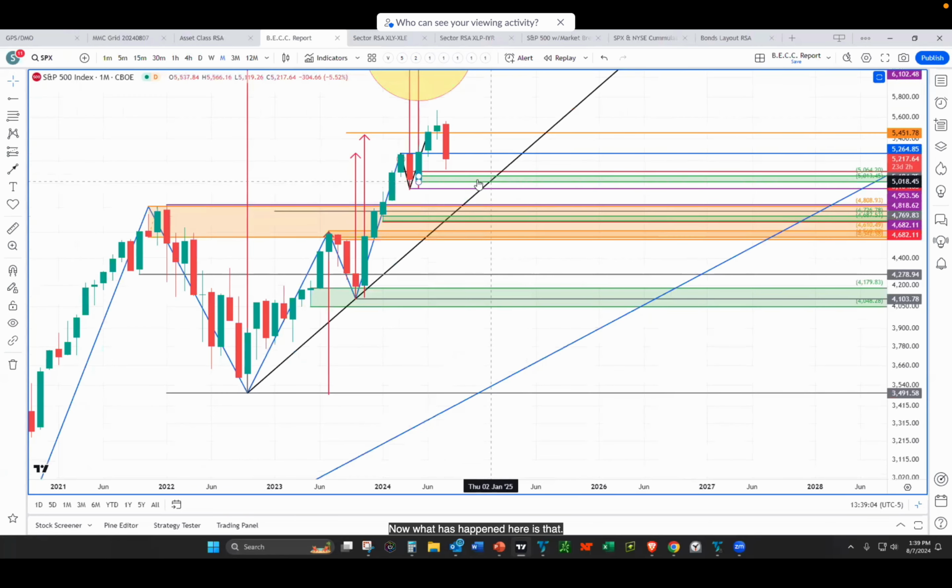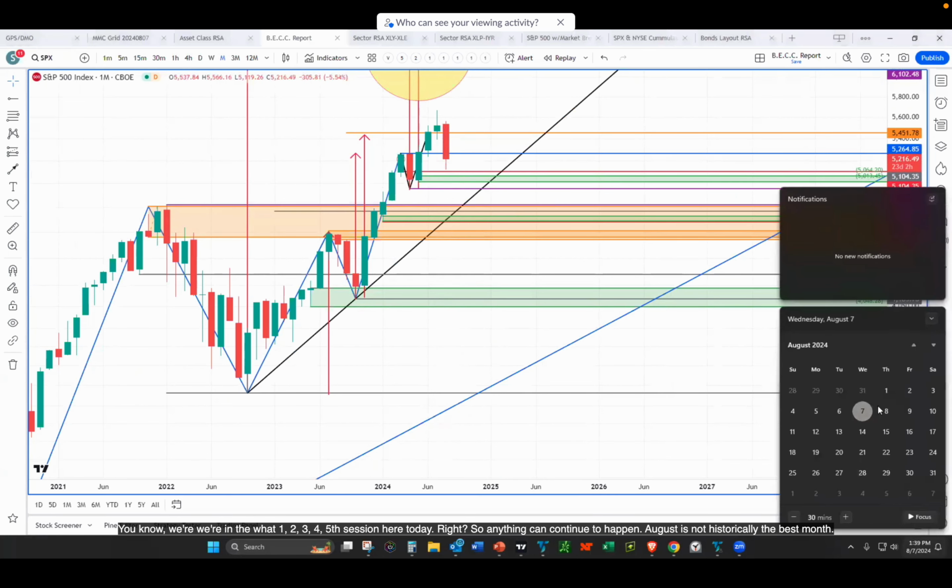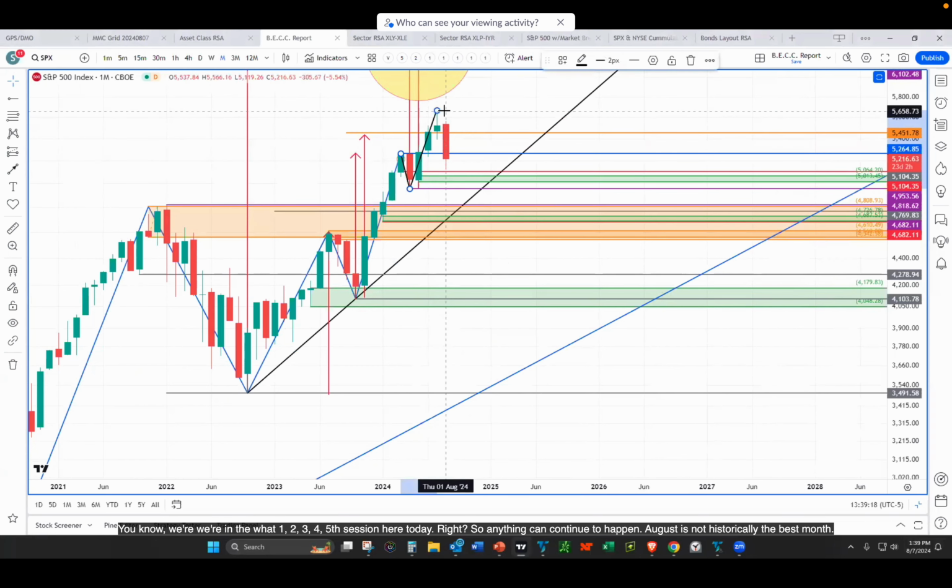Now, what has happened here is that if we close below the low from last month, which hasn't happened yet, I mean, we're only in the 1, 2, 3, 4, 5th session here today, right? So anything can continue to happen. August is not historically the best month, nor September. But as you can see here, we have entered into a corrective phase.